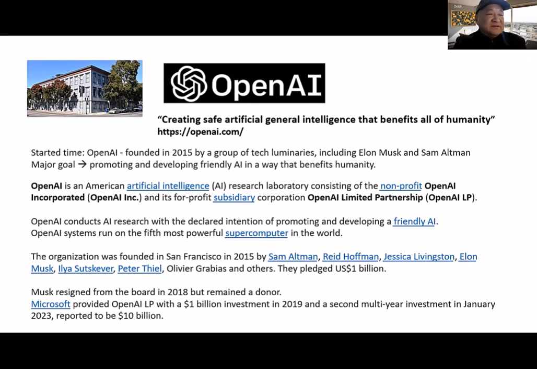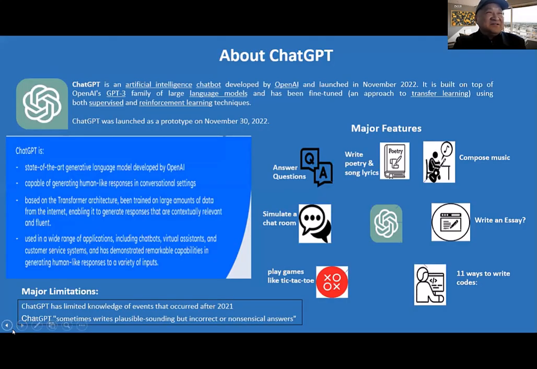And what's interesting is that Microsoft stepped in in 2019 and funded $1 billion to that business unit. So now the company is worth $10 billion. Pretty decent, huh? So here I show you what ChatGPT is. I am using just one or two slides to show you what's going on.